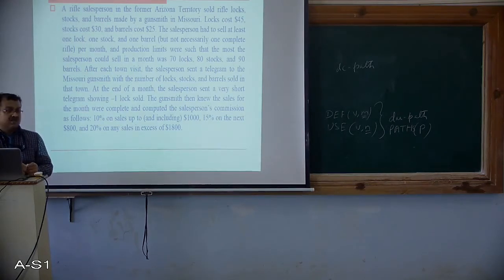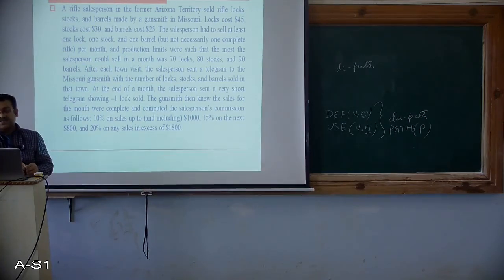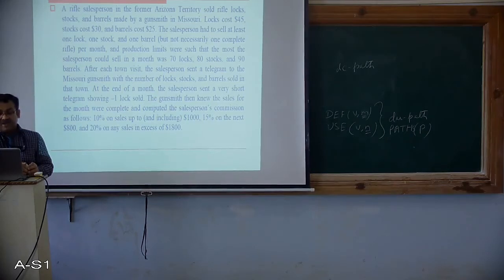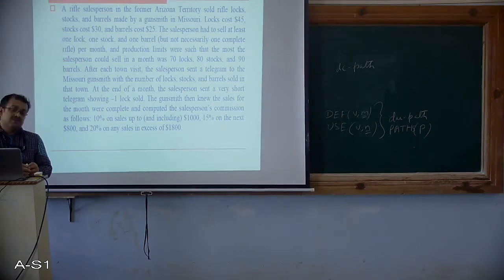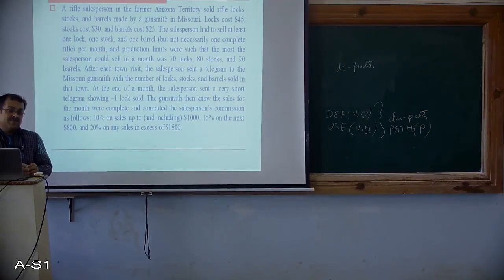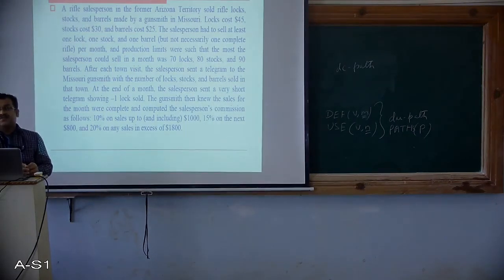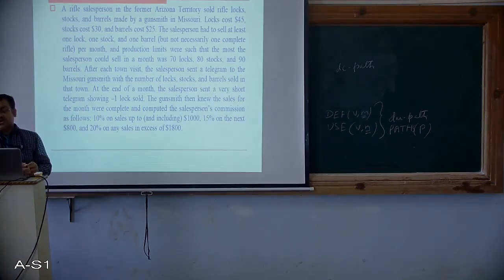After each town visit, they go from one town to another town. After each town visit, the salesperson sends a telegram to the Missouri gunsmith, the rifle maker, with the number of logs, stocks, and barrels sold in that town. So they visit one town at a time, and after selling, when moving out of that town, the salesperson sends a telegram informing the rifle maker how many logs, stocks, and barrels the salesperson has sold.